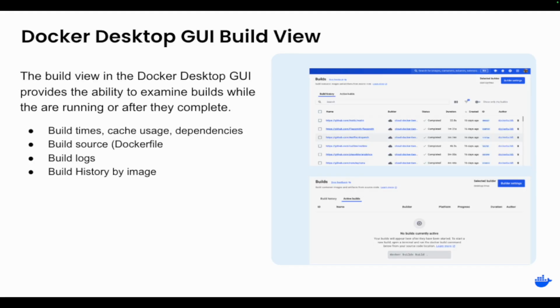Now we're at it. So we've recently added a build view within the Docker Desktop GUI. This build view gives you a lot of information about the builds you're doing. It gives information about build times, cache usage, dependencies, build source, Dockerfiles, build logs, and the history by image. So let's go take a look at that and see what that looks like.